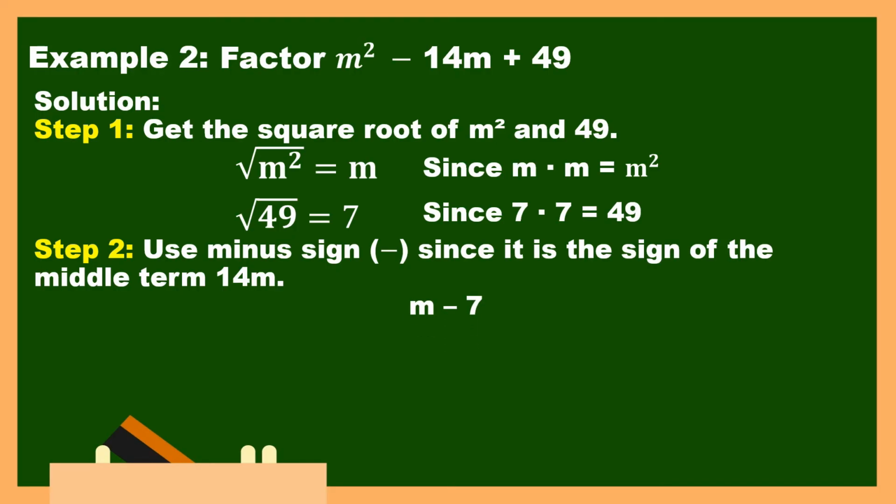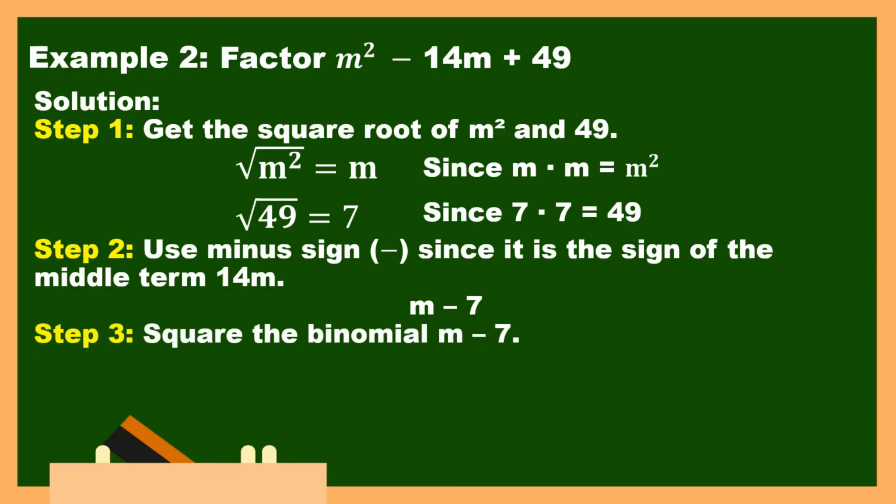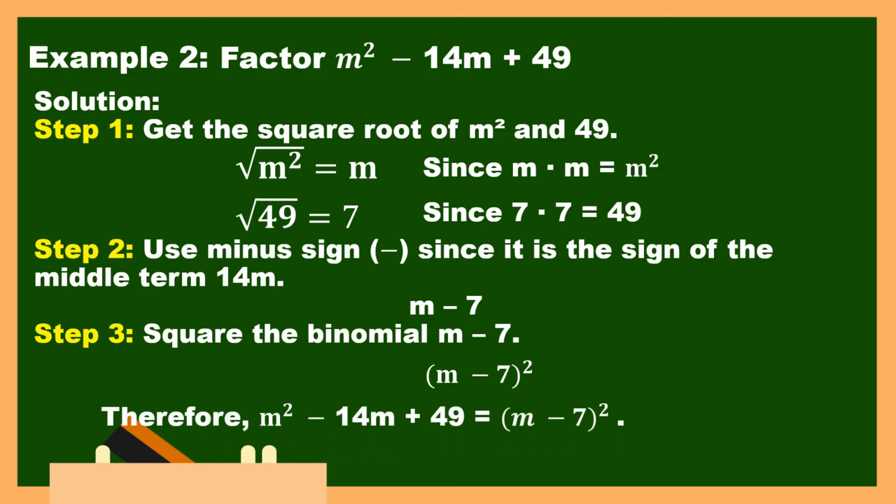So, dito, makakabuo tayo ng binomial na m minus 7. So, saan galing si m? Ito yung square root ni m squared. At si 7 naman ay ang square root ni 49. At ang minus sign, ito yung sign na ginamit doon sa ating middle term na 14m. Step 3, square the binomial m minus 7. Kaya siya magiging the quantity of m minus 7 raised to 2. Therefore, m squared minus 14m plus 49 is equal to the quantity of m minus 7 raised to 2.